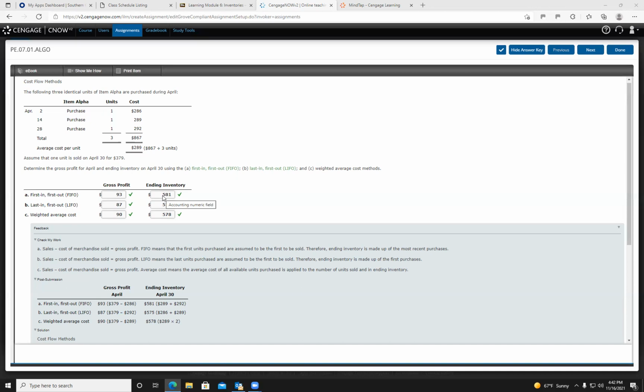Well, your ending inventory is made up of your most recent purchases. So your most recent purchases would be the ones on April 14th and April 28th. You would take the cost of those purchases, the $289 plus the $292, and you can look down here and see the equation. You add those together, and that equals $589. And that's the total value of your ending inventory in April.